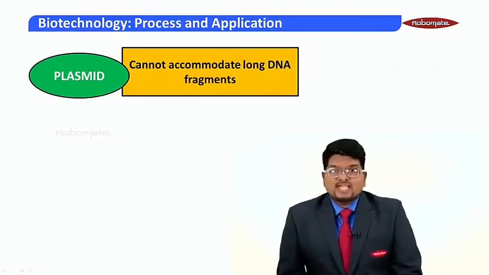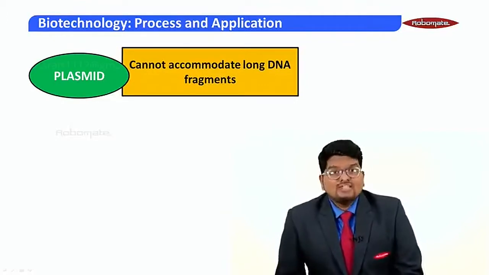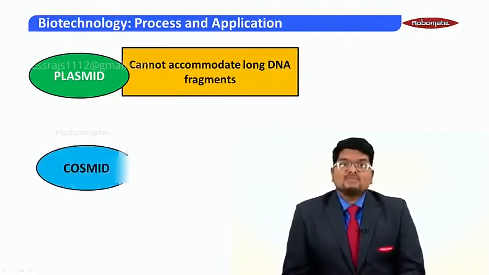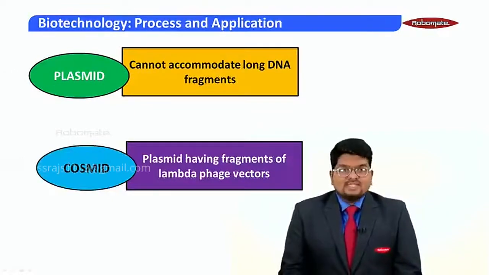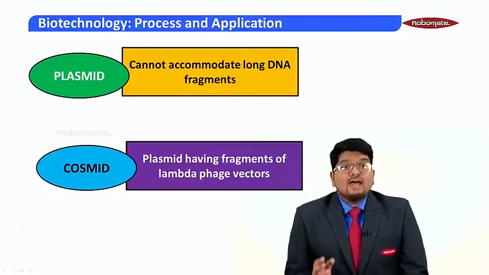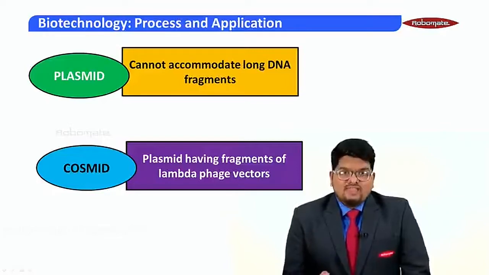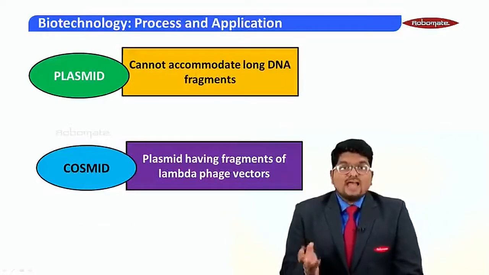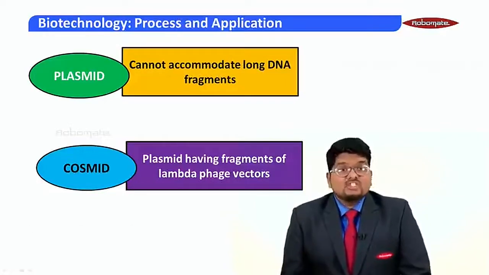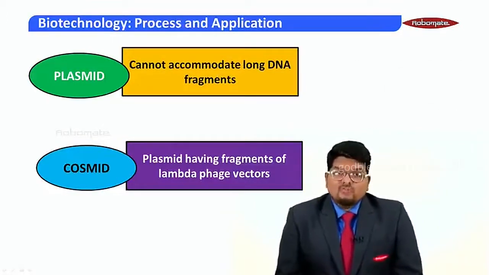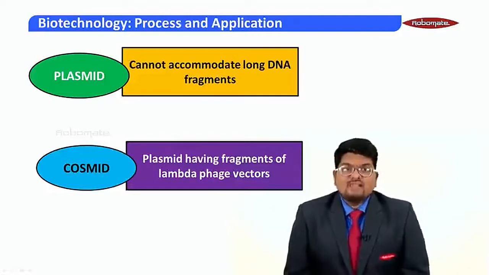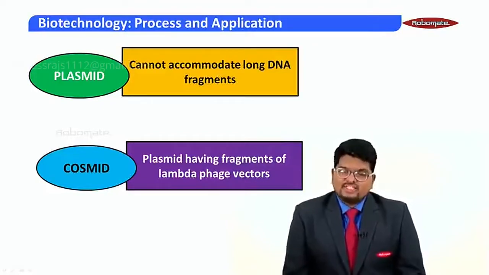So plasmids cannot accommodate long DNA fragments, and hence we constructed cosmids. Now cosmids are the plasmids that have lambda phage fragments with them. So cosmids are the plasmids having lambda phage vectors. So these are the new forms of cloning vectors that we shall be studying in detail in this chapter.